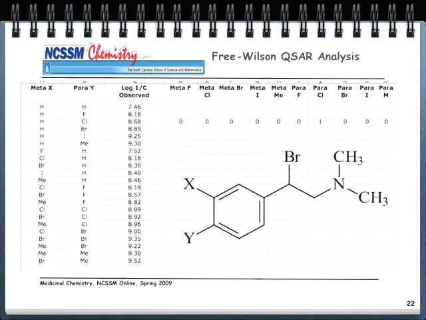I get over to the para position. Is there a fluorine in the para position? No, so there's a 0. Now, is there a chlorine in the para position? Well, the answer is yes, so I put a 1 there. I will show you an easy way to do this notation tonight using Excel. You would fill in this entire chart with these zeros and ones, and then do a regression analysis of all of that data. Again, we'll talk about how to do that a little during the live class session. So that's a Free-Wilson QSAR analysis.